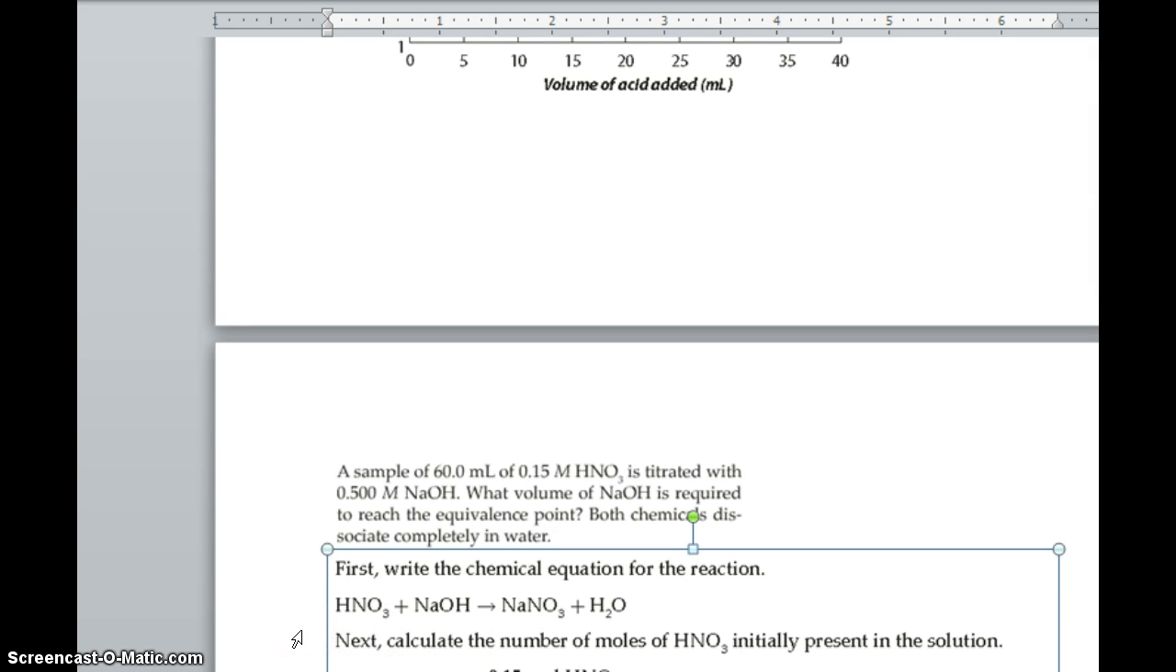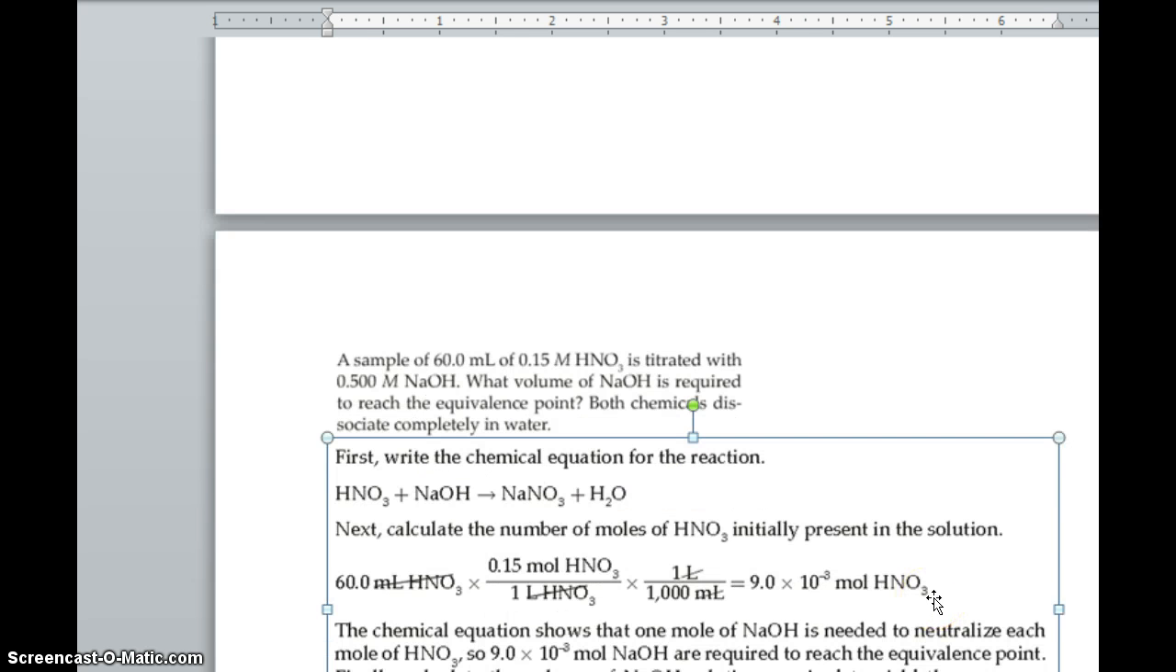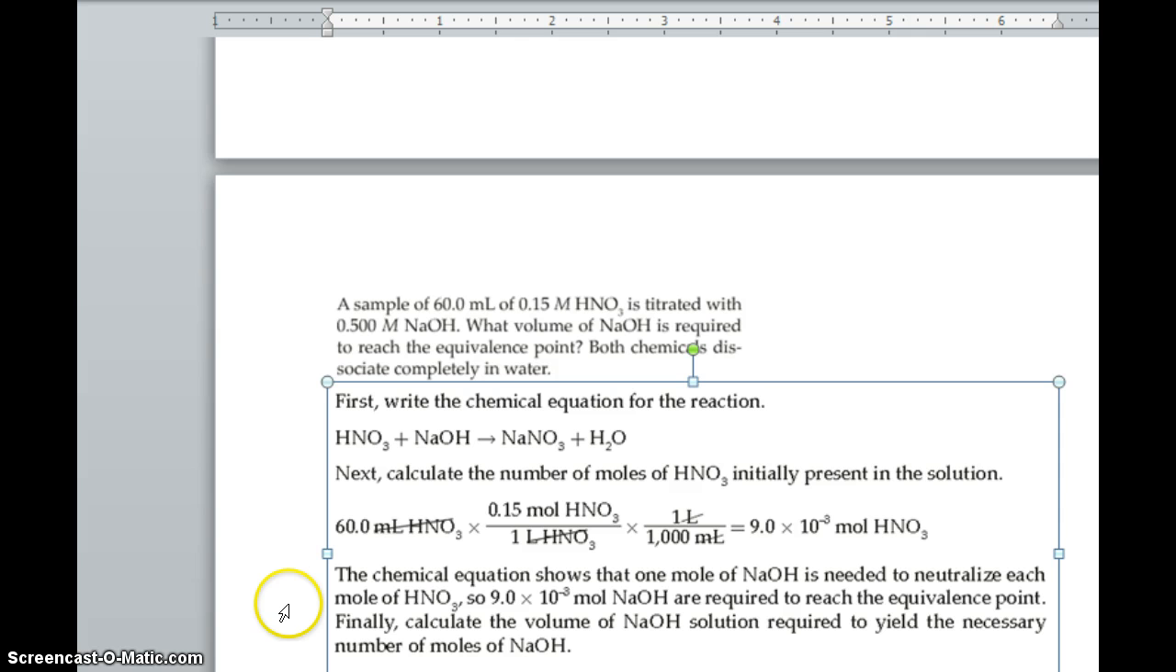Next, calculate the number of moles of HNO3 initially present in the solution. So if you didn't do that on your own, but you think you can, hit pause and try and do that part. And so we have 60 milliliters of HNO3, but of course we have to change that into liters. And we have the molar. We know that it is 0.15 molar, so 0.15 moles per liter. Put that in your calculator, you get 9 times 10 to the -3 moles of HNO3.